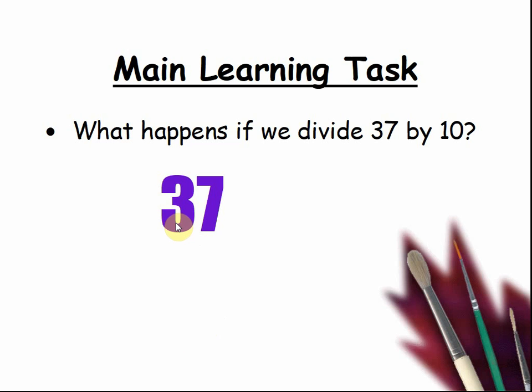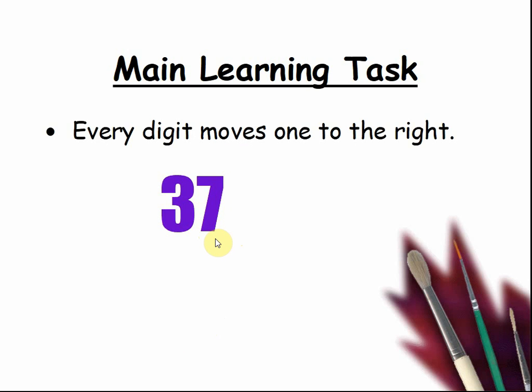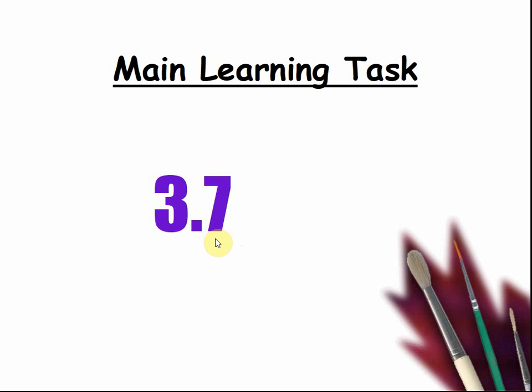The three tens become 3 units. The 7 units become 7 tenths. Every digit moves to the right. There you go. What is the answer? 3.7.